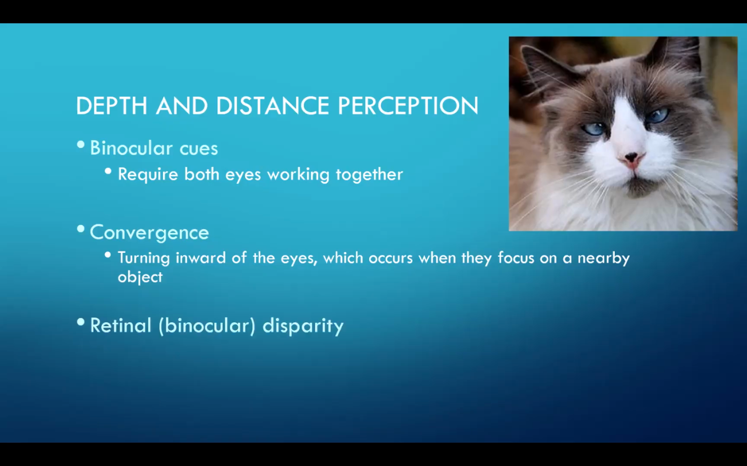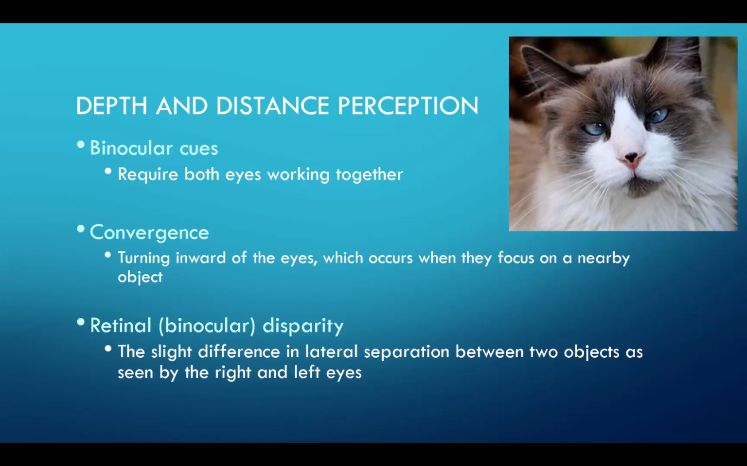finger is. Another one is retinal or binocular disparity. This is the slight difference in lateral separation between two objects as seen by the right and the left eye. To get an idea for what this one is, put two fingers out in front of you. Now move one closer. Close one eye, close the other eye, one eye, the other eye. Do your fingers appear to be dancing a little bit? The idea is that your brain is using information about where those images are hitting the back of your retina to tell the brain which one is closer and which one is farther away.